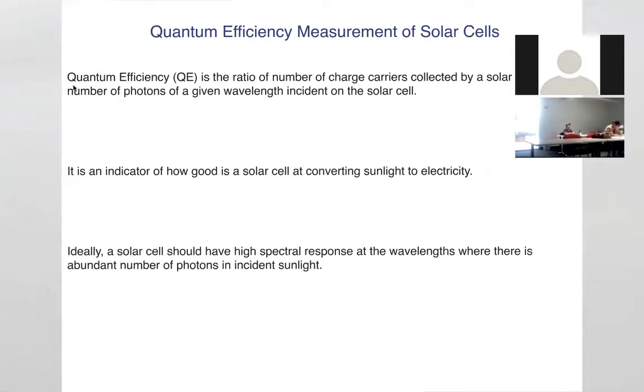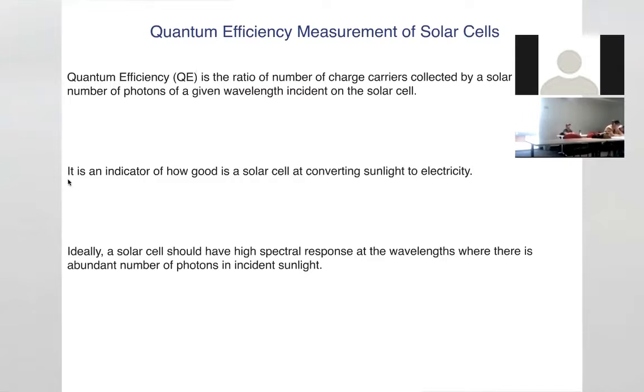So it is basically, if I send in 1,000,000 photons at, let's say, a red wavelength, it is saying, okay, how many charge carriers will those 1,000,000 photons generate? Maybe let's say it generates 100,000 charge carriers. Then 100,000 divided by 1,000,000 is my quantum efficiency for that particular wavelength of red.